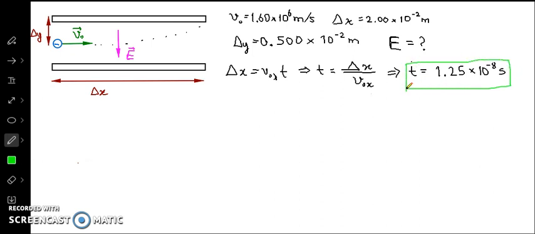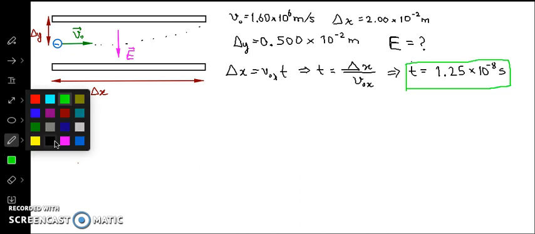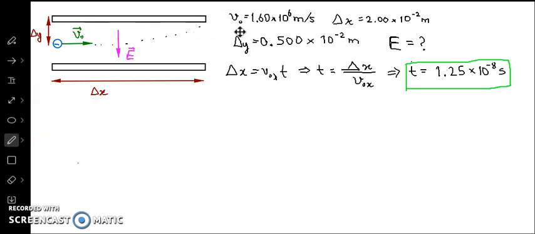So that's time. By the way, this is part A of the problem. There are other parts. Now that we know time, we can calculate acceleration. How do I do that? Set up the kinematics equation for vertical position. Delta y is equal to v0y times t plus 1/2 a sub y t squared. This is accelerated motion in vertical.